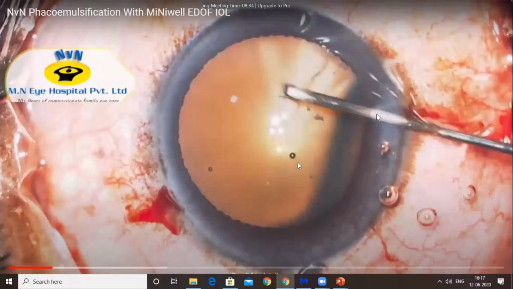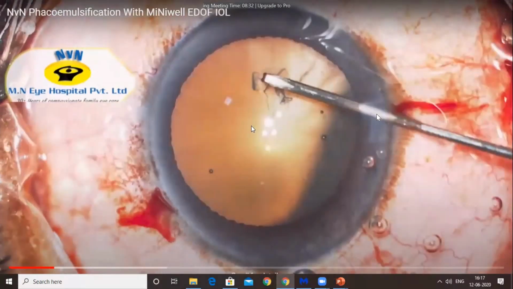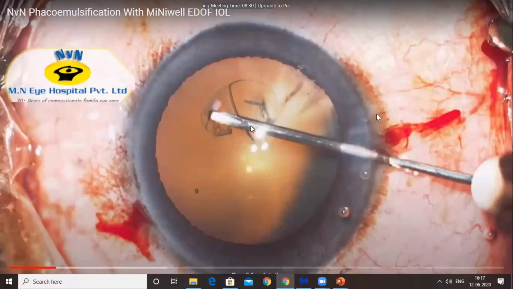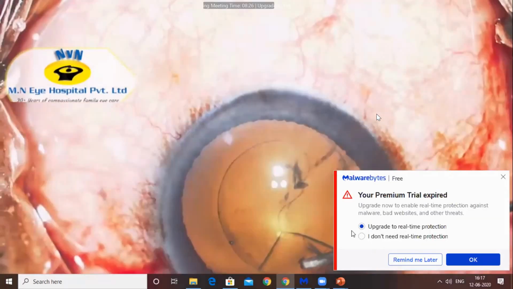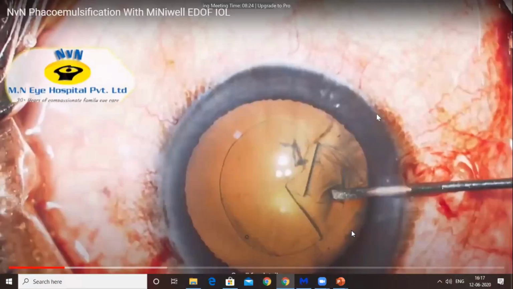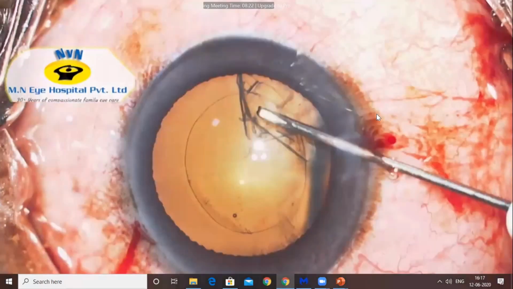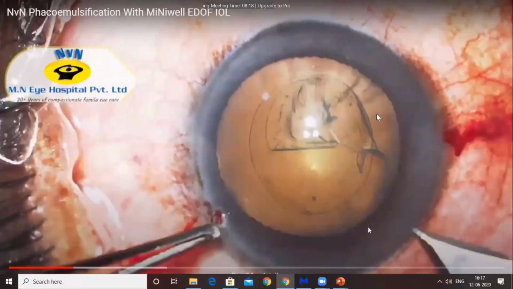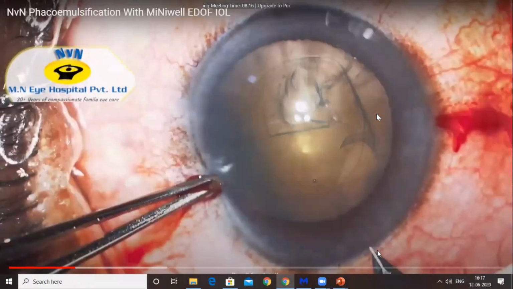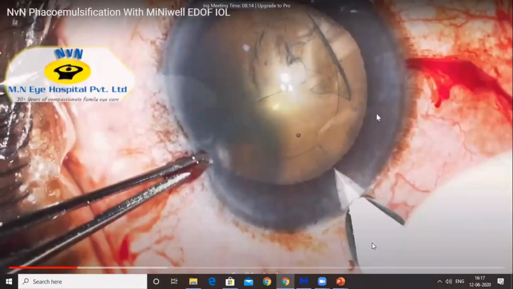Capsulorhexis is initiated. This is the capsulorhexis. Because we plan for a trifocal intraocular lens, it's always important to get an adequately sized capsulorhexis of 5.5 millimeter. The final pull of the flap should be towards the center to get a round and even capsulorhexis. So this is the main port. Now using the 2.8 millimeter keratome, a corneal incision is made in the anterior chamber.